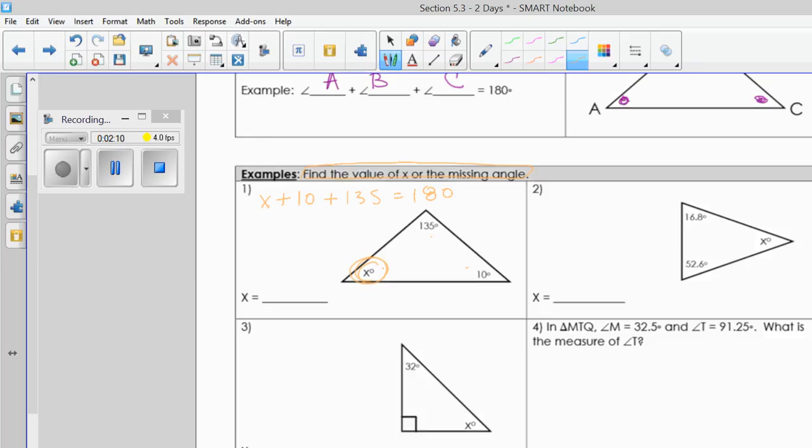So what we're going to do is solve for the value of x. I write it out like this, but I now have to solve this equation. I'm going to combine like terms. So x plus 10 plus 135 is 145 equals 180. I'm going to subtract 145, and I'm going to get x equals 35 degrees. So we're using angle sum to find our missing angle.